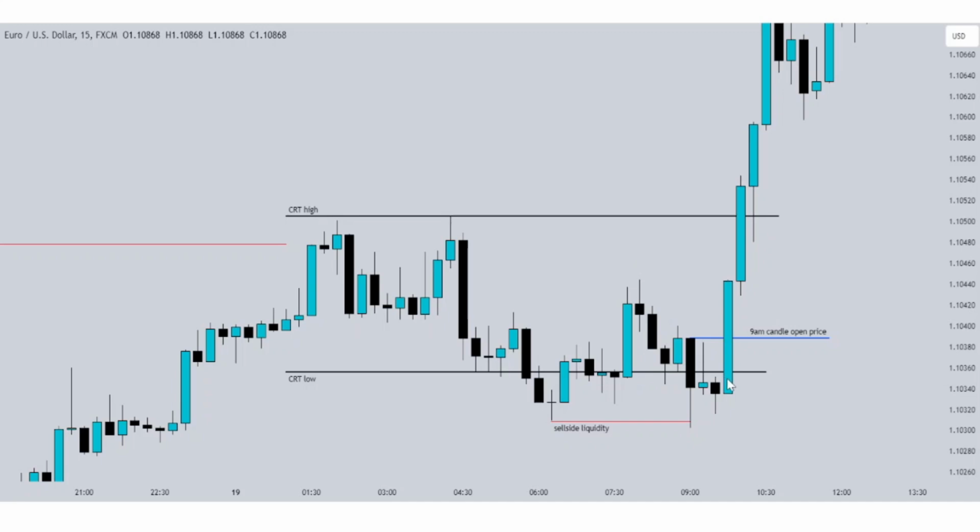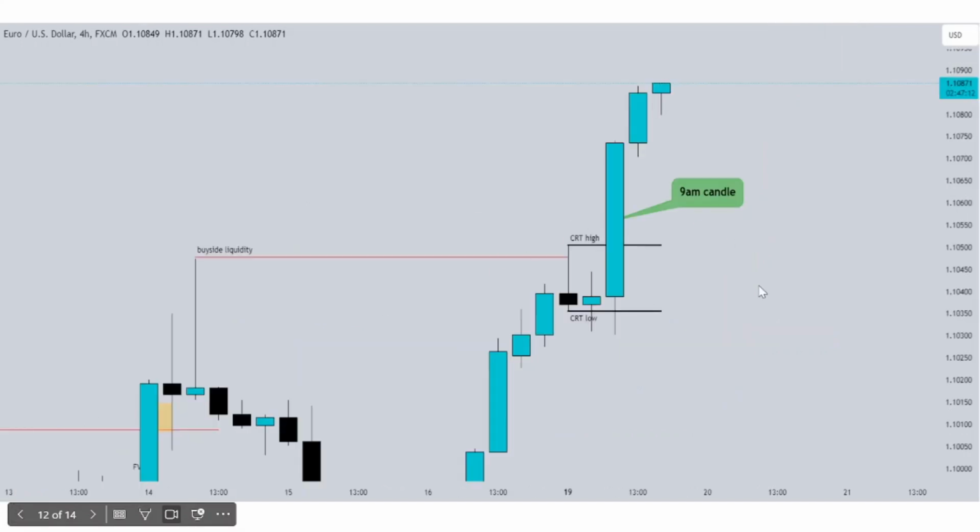When trading the 9 a.m., if you don't have a bias from the higher time frame... In this example, I have a bias. The first candle, which is the 1 a.m. candle, ran the buy side liquidity and closed. Then the 5 a.m. candle took out the 1 a.m. candle's low and traded into the range of the 1 a.m. candle, making it a CRT candle, where price already took out the low.